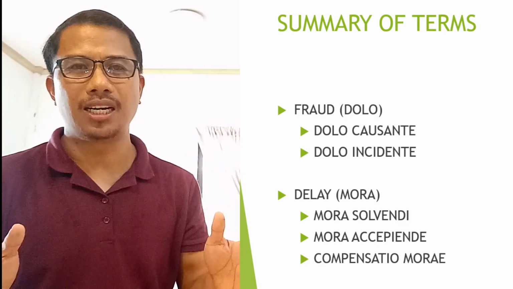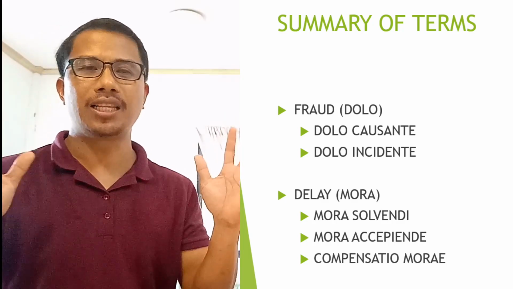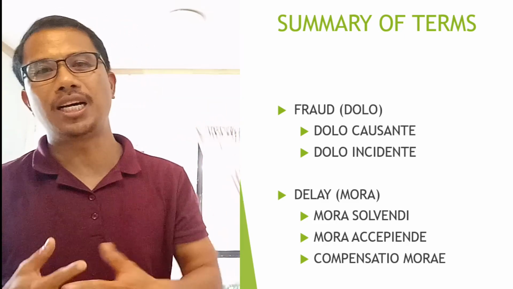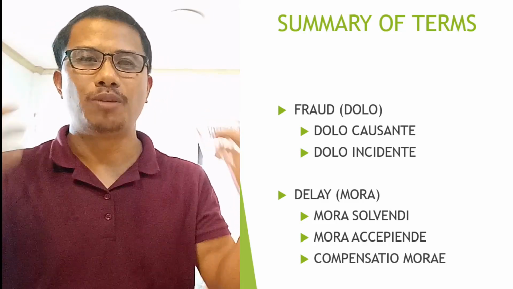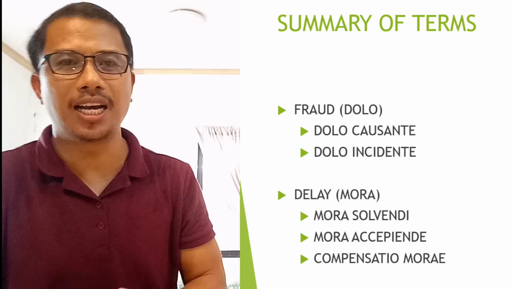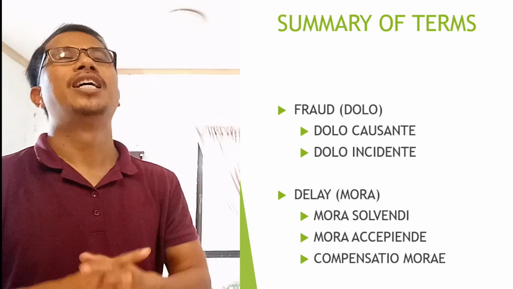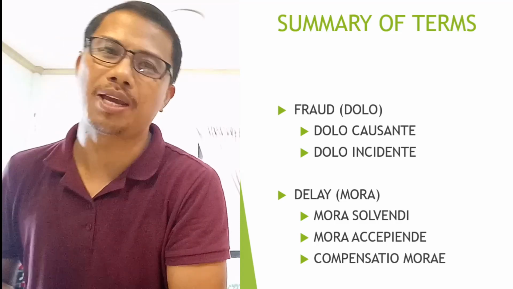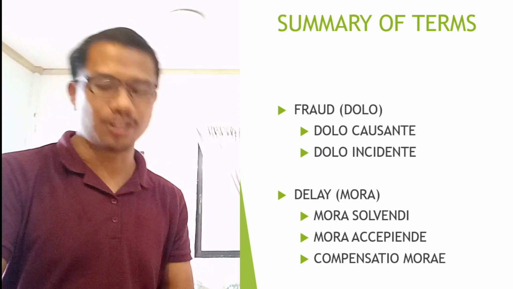Delay is otherwise known as mora, and there are three kinds of delay or mora. These are mora solvendi, mora accipiendi, and compensatio morae. When we talk about mora solvendi, this is delay on the part of the debtor to perform his obligation. And when we talk about mora accipiendi, this is a delay on the part of the creditor to accept the performance or payment. And compensatio morae simply means delay on both the debtor and the creditor.